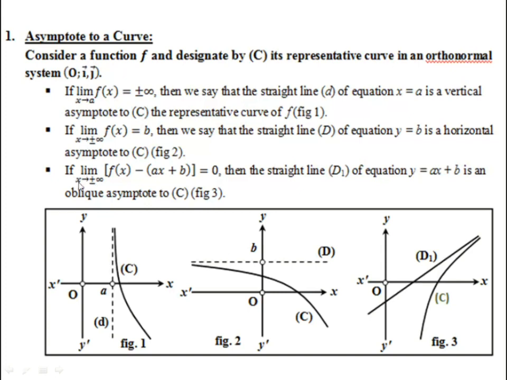If the limit as x tends to plus or minus infinity of f of x minus this term, ax plus b, equals 0, then we can say that the straight line d1 of equation y equals ax plus b is an oblique asymptote to the curve C. So here's the curve C, and here's the oblique asymptote to the curve C.